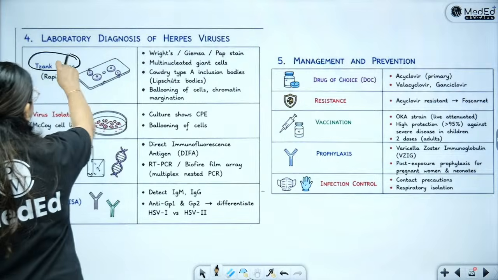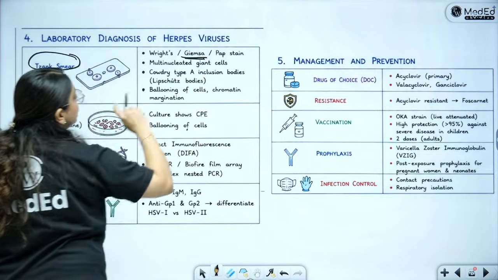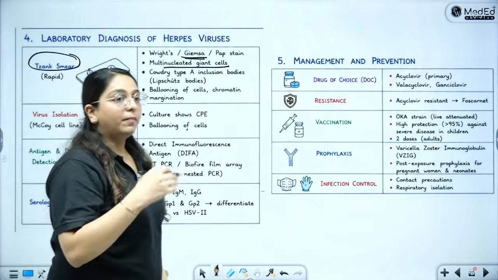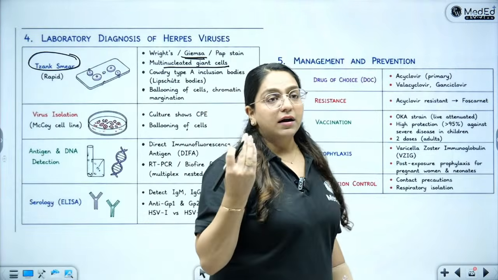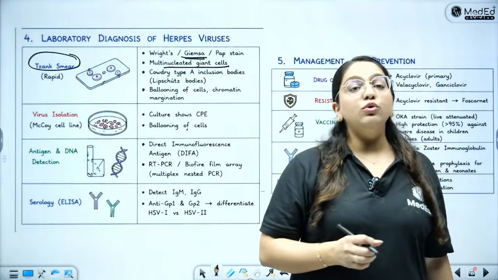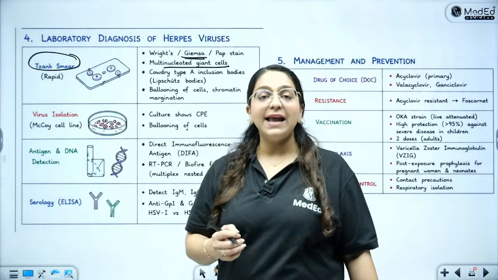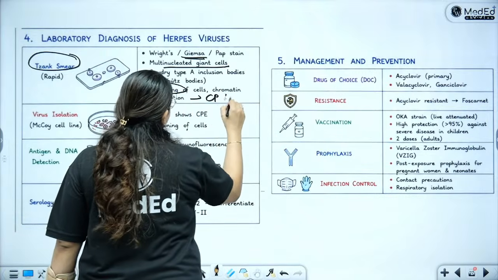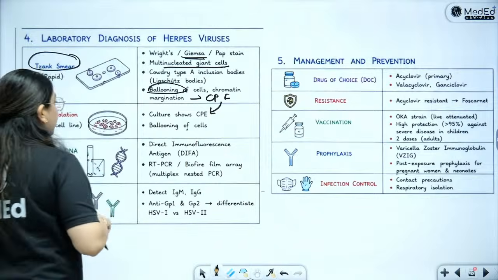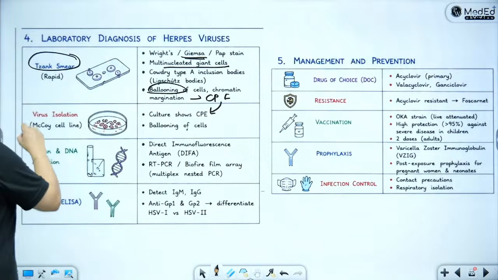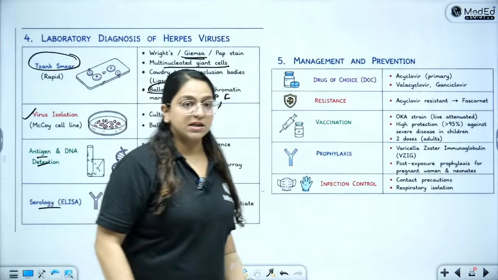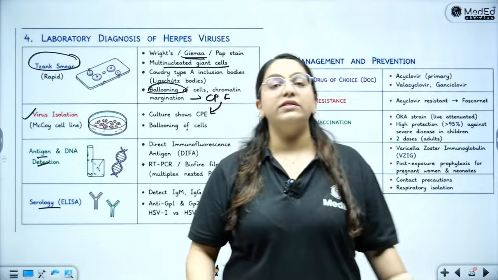Lab diagnosis for all three is the Tzanck smear. What is Tzanck smear? It is a Giemsa stained smear, and you see multinucleated giant cells with margination, molding and multinucleation. Then if you put these onto cell lines, they will all show ballooning of cells as a cytopathic effect, in the McCoy cell lines. Antigen and DNA can be detected for all, and of course serology can be done to detect the antibodies.